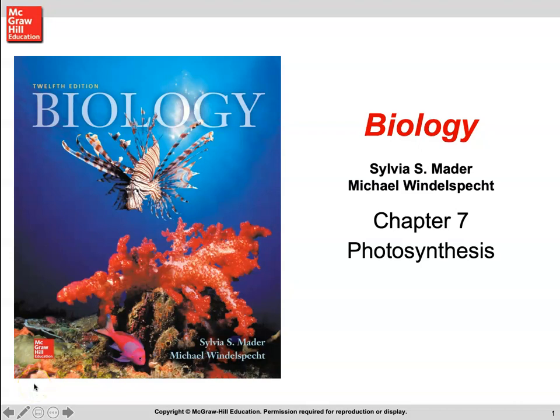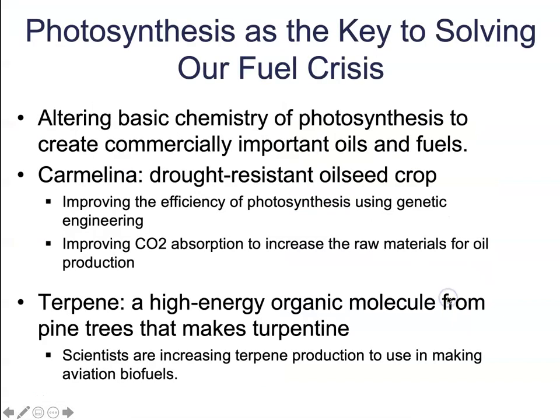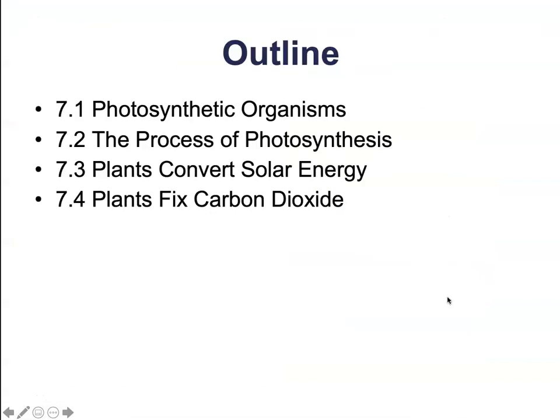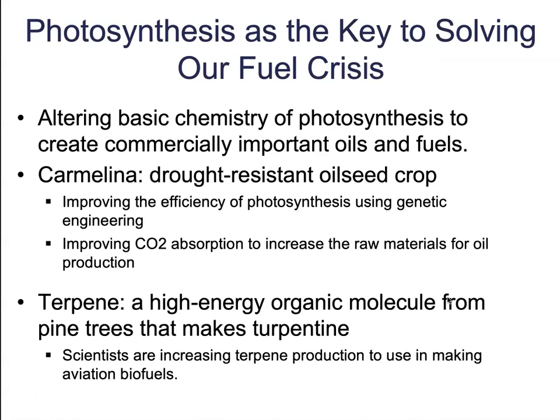All right, in this chapter, we're going to be going over photosynthesis. We won't be covering all of the topics in this chapter. We'll just be going over photosynthetic organisms, the process of photosynthesis, how plants convert solar energy, and then how plants fix carbon dioxide. Those last two sections, section 3 and 4, are about the chemical reactions that are involved in photosynthesis itself.